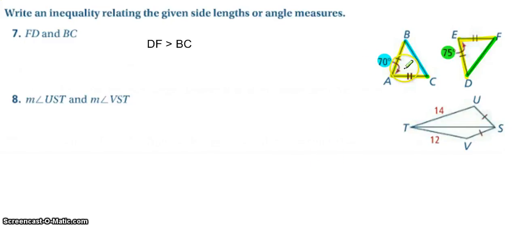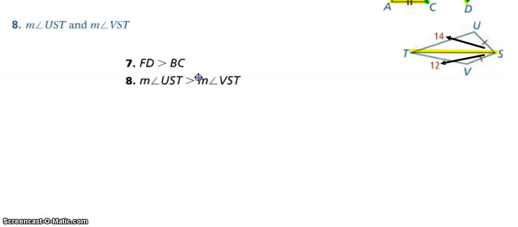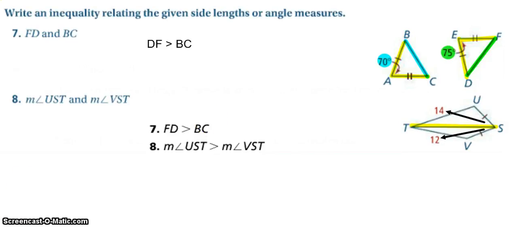Because I have my two pairs of congruent sides and then I have the included angle to compare, I know based on my Hinge theorem that FD will be larger than BC. The big thing to look at in number 8 is that ST is a shared side between my triangles. So because of that and knowing that SU is congruent to SV, I now can use the Hinge theorem to relate these included angles, UST and VST. Well, VST relates to 12. UST relates to 14, so we say that UST will be the larger of the two, and there are your answers for 7 and 8.